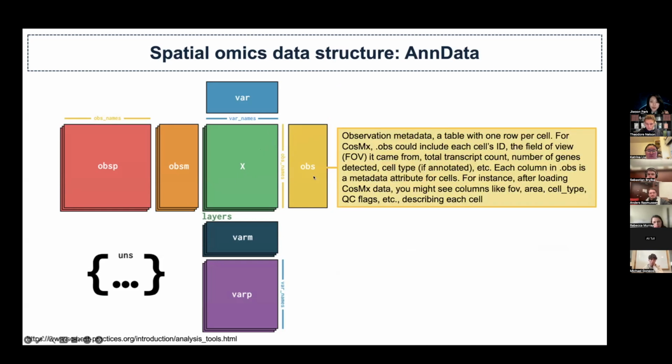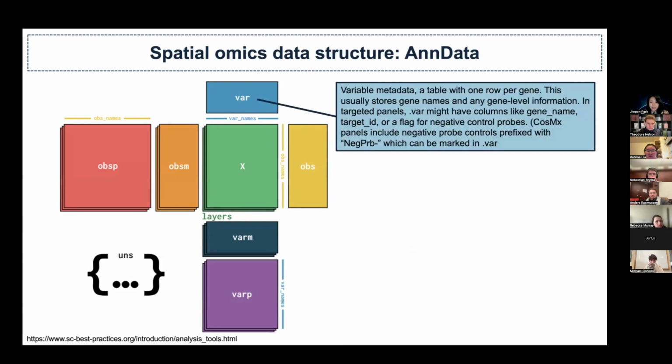Observation metadata, or the metadata of the cells, is stored in the obs slots, where you can understand each row has information about each cell. And variable metadata has information on the genes or probes.